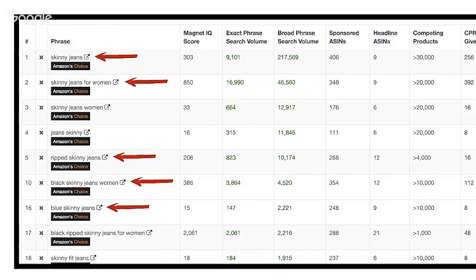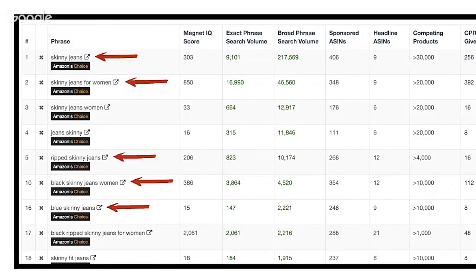Now I don't go build a separate campaign for these, because if I look at the search volume, there's just not a ton of demand for the ripped. And there's very little demand for black skinny. It's 4,500 searches a month. I don't think I need a separate campaign to manage that. I just need one ad group. So one of my ad groups will be defined as black, and within that black ad group, I'm going to advertise just my black.